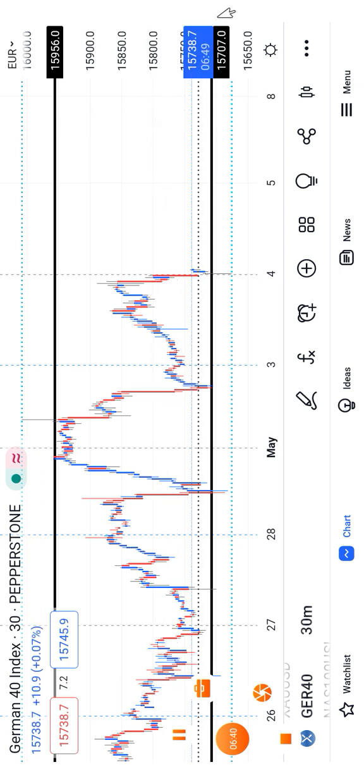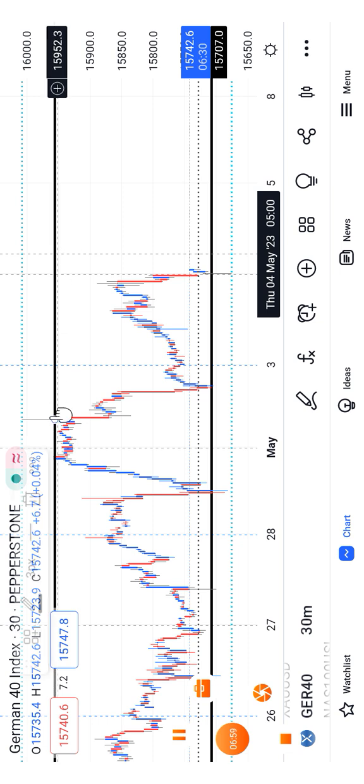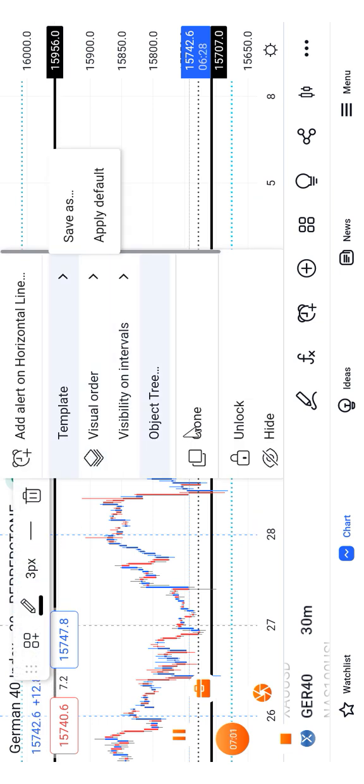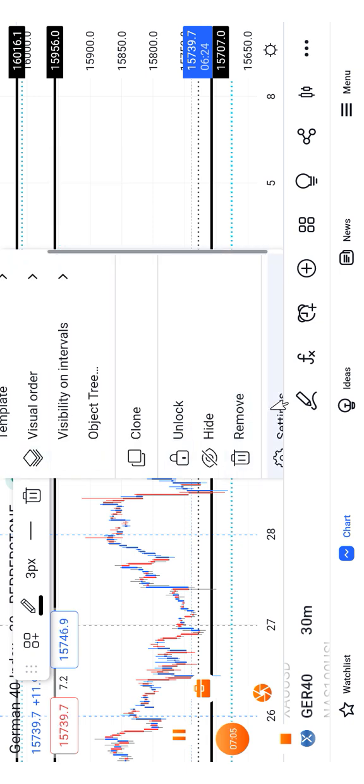So what's going to happen is that I'm going to say 15,707 plus 124 points, which gives me 15,831. So I'm going to duplicate this. I'm going to edit the settings, the price.